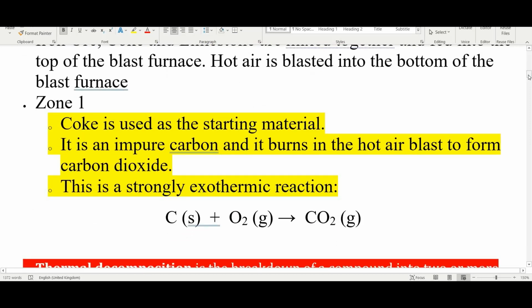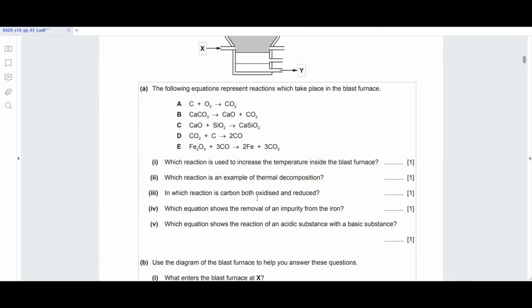Firstly, in zone 1, coke is used as the starting material, which is basically an impure carbon. When we blow the hot air, the oxygen from this hot air will react with the impure carbon and form carbon dioxide. And since it is a strongly exothermic reaction, it will release a lot of heat energy. Due to this, the temperature of the blast furnace will increase. So we can say for part 1, the answer is reaction A.